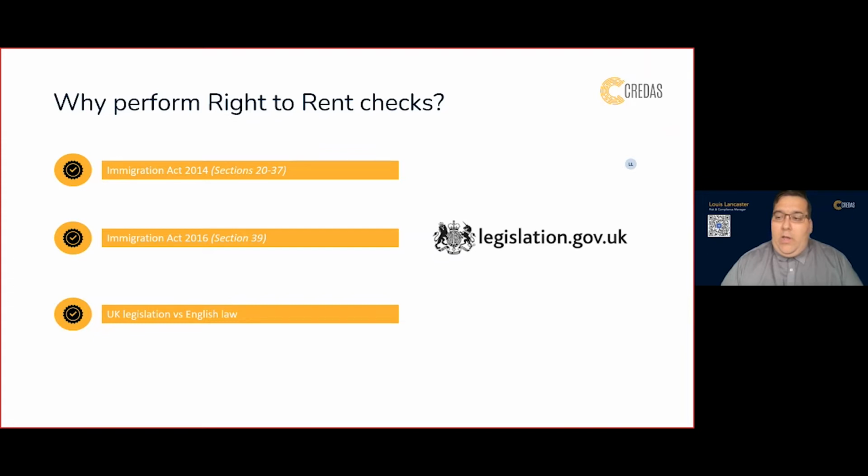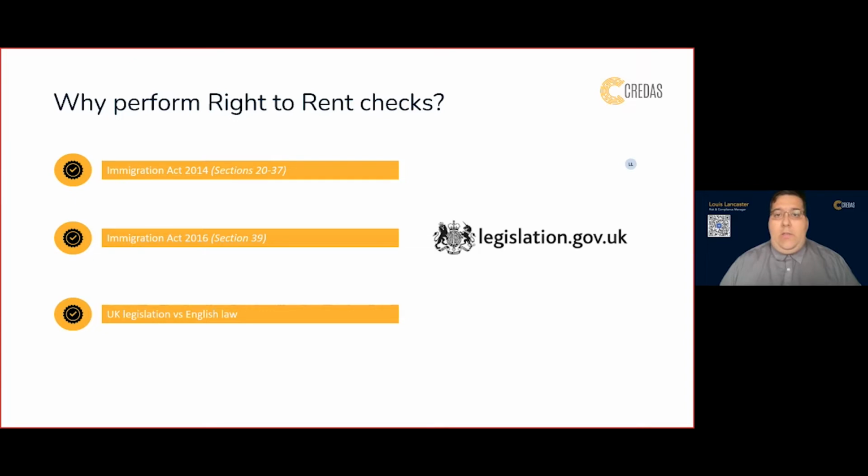But what's important to know is that although it's UK legislation and although the Immigration Act applied to the entirety of the UK, actually right to rent only applies to England. Interestingly, although it's been around in England since 2014, they tried to move it into Wales and Scotland, but this was challenged by the courts, and then the court ultimately decided in 2019 that it breaches the Human Rights Act because it's more likely to make landlords discriminate between British citizens and non-British citizens if they have to do these checks. So as it stands, it only applies in England.